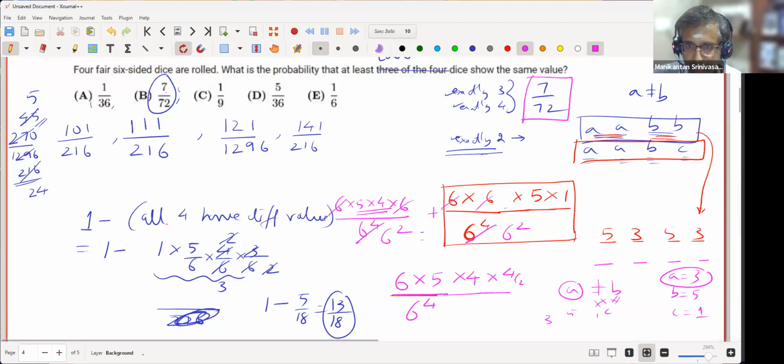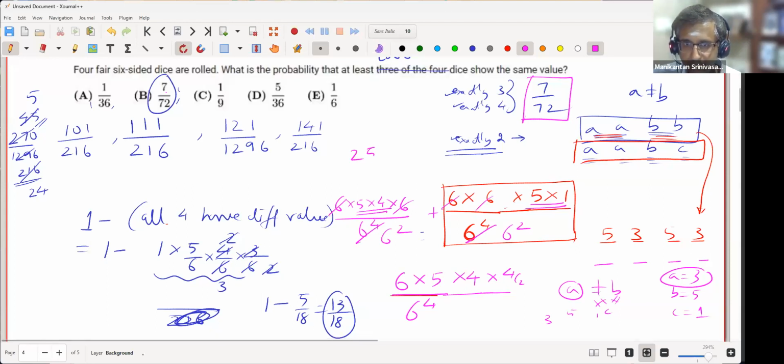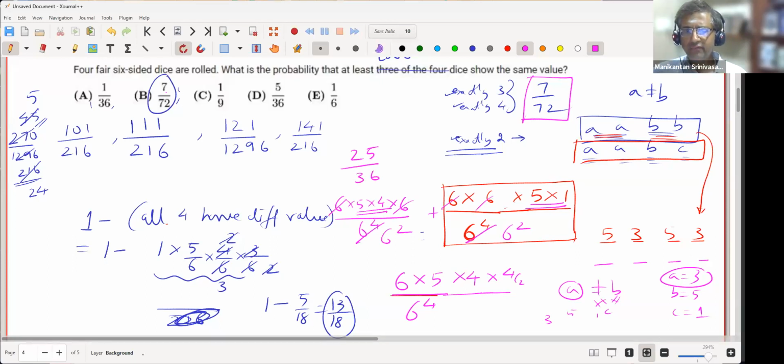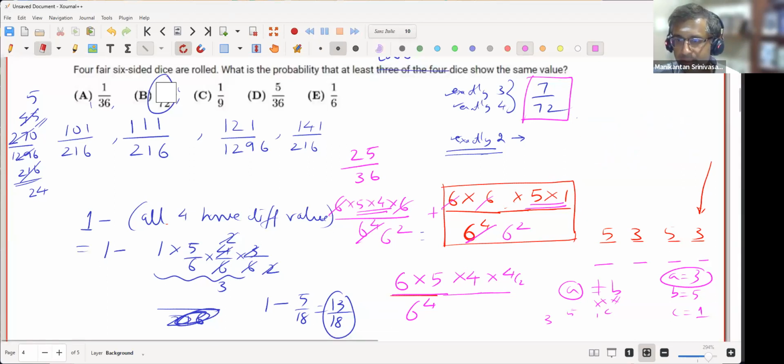So we have 20 here and a 5 here, right? So we have 25 over 36. Am I right? 25 over 36 to be added to this 7 over 72. So let's add and see whether we get the same answer. If not, something is wrong. We can discuss. So 25 over 36.